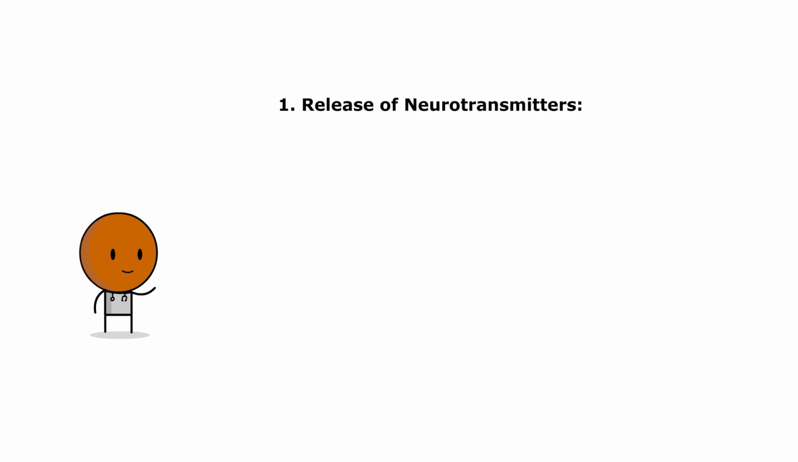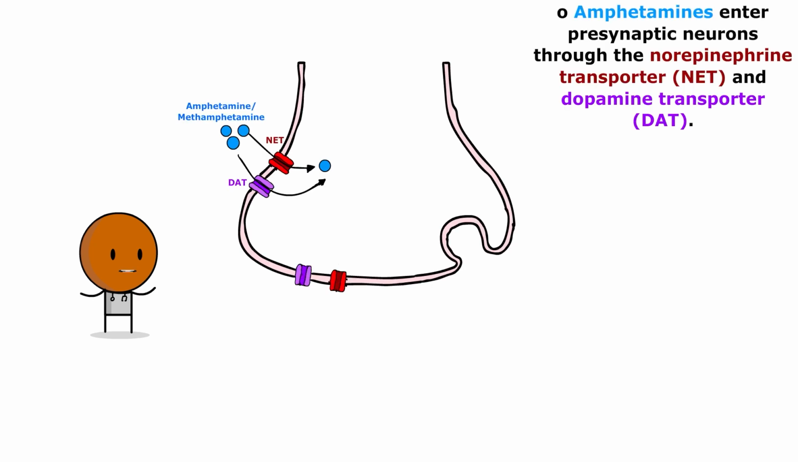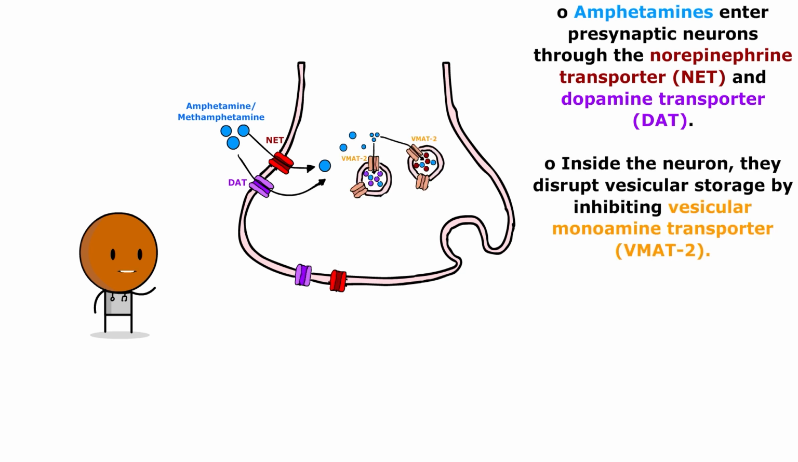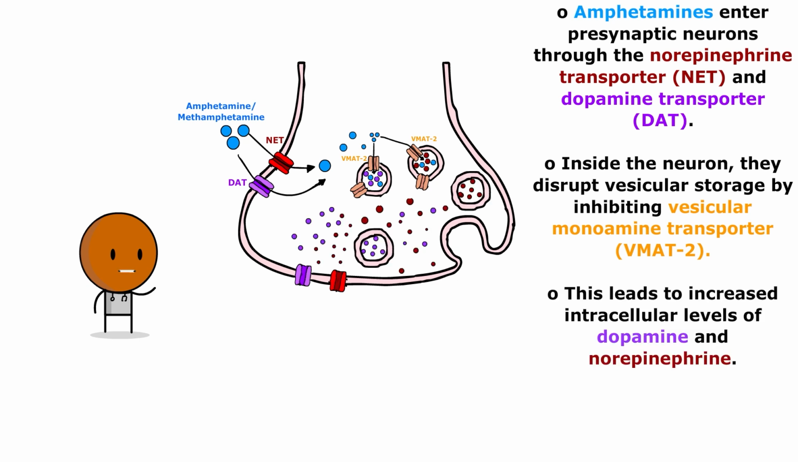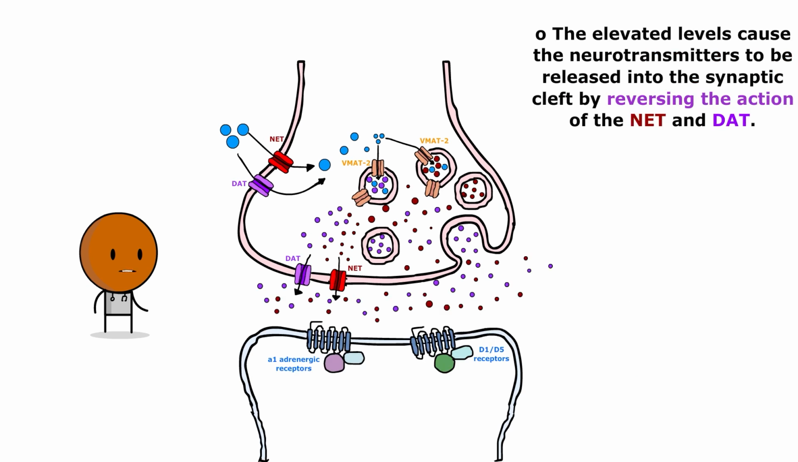Release of neurotransmitters. Amphetamines enter presynaptic neurons through the norepinephrine transporter and dopamine transporter. Inside the neuron, they disrupt vesicular storage by inhibiting vesicular monoamine transporter, VMAT2. This leads to increased intracellular levels of dopamine and norepinephrine. The elevated levels cause the neurotransmitters to be released into the synaptic cleft by reversing the action of the norepinephrine transporter and dopamine transporter.